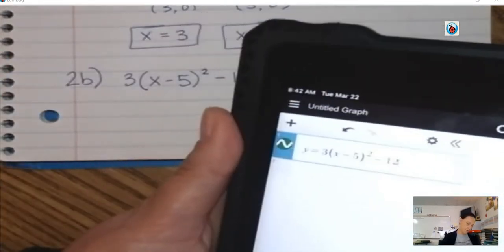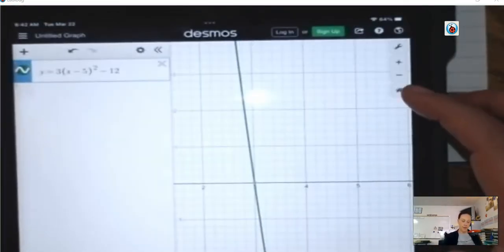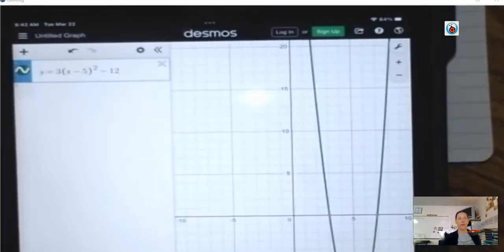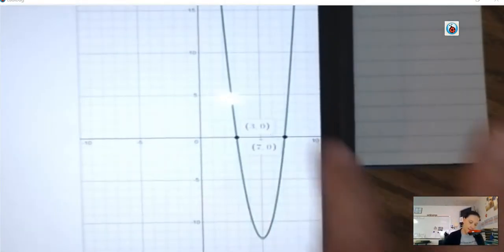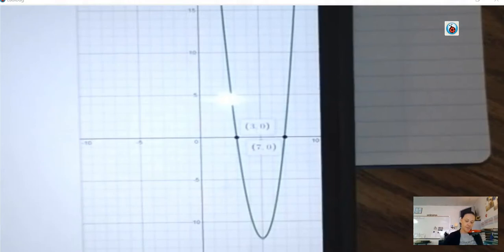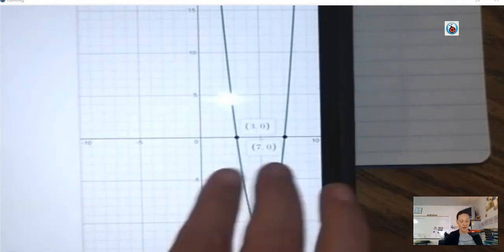Did I type that right? 3x minus 0. Yes. Okay. So again, if you need to hit the house key, it'll make you see more of the graph. And then where it hits the x-axis, it hits at 3 and it hits at 7.